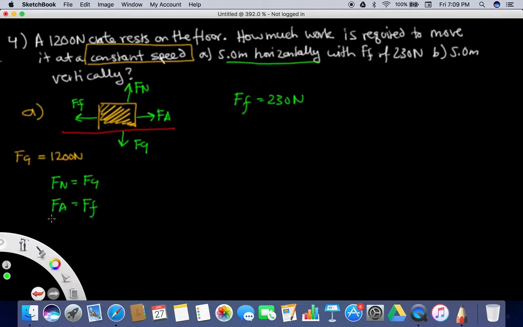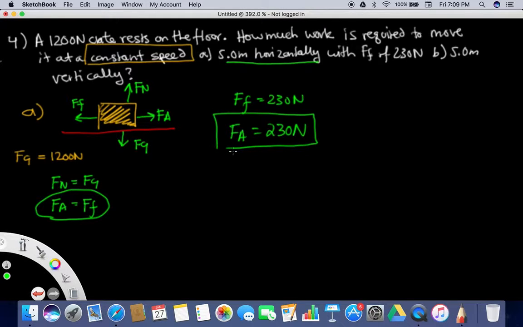And we know that we derived the equation Fa is equal to Ff. Our applied force is equal to our frictional force. This is because it's going to move at a constant speed, so all the forces, either horizontal or vertical, have to be equal to each other. So top must equal bottom, and left must equal right. Because we know our frictional force is 230 newtons, we should automatically know that our Fa, our applied force, is also 230 newtons.